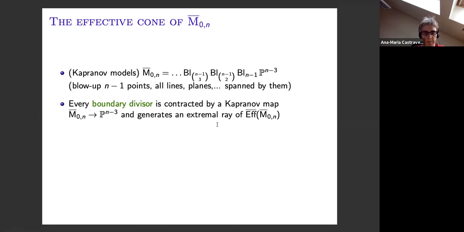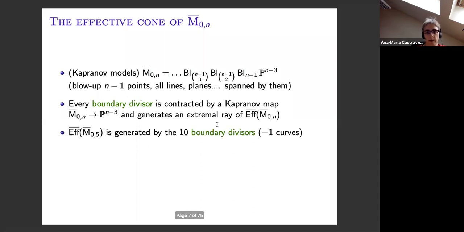Okay, and so boundary divisors are extremal. And then for n equal 5, they actually generate the cone. So this is a rational polyhedral cone. These boundary divisors are the -1 curves of this Fano surface, the blow up of P2 at 4 points.